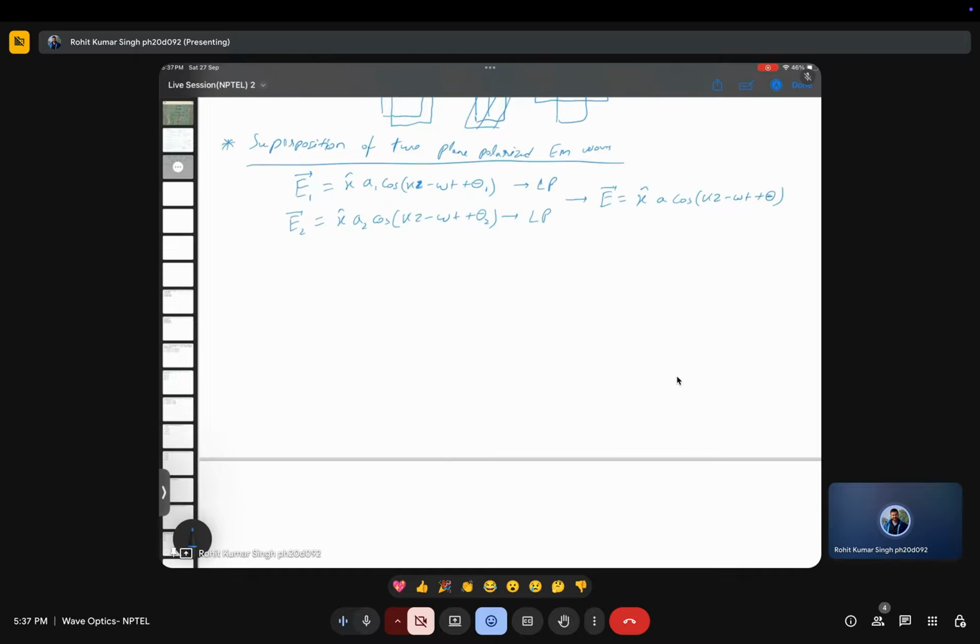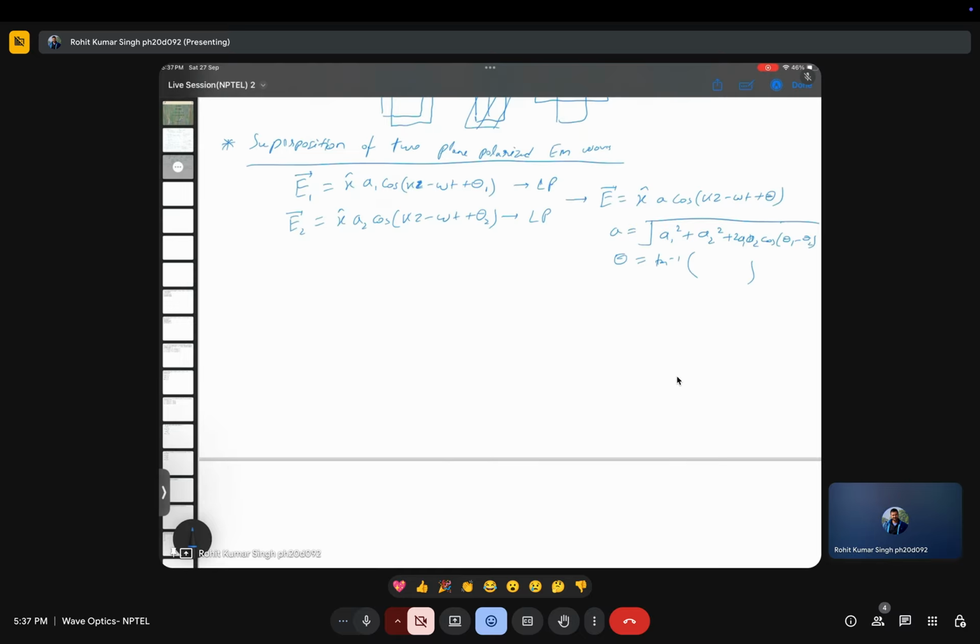And we have done these calculations, right? You know that the resultant amplitude is given by A1 squared plus A2 squared plus 2 A1 A2 cos (theta 1 minus theta 2), and similarly the resultant theta you can calculate as tan inverse of a combination of A1 and A2. So these formulas you already studied in the first or second lecture.